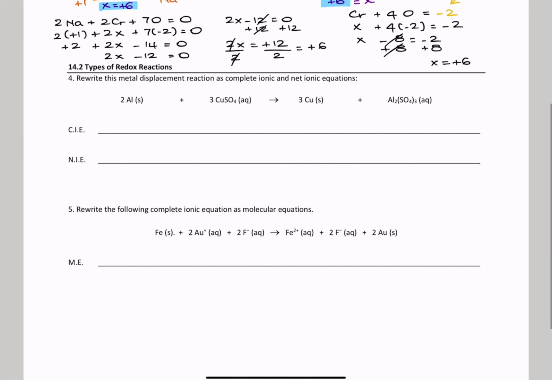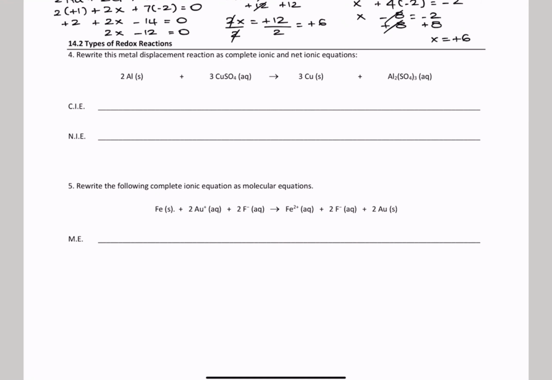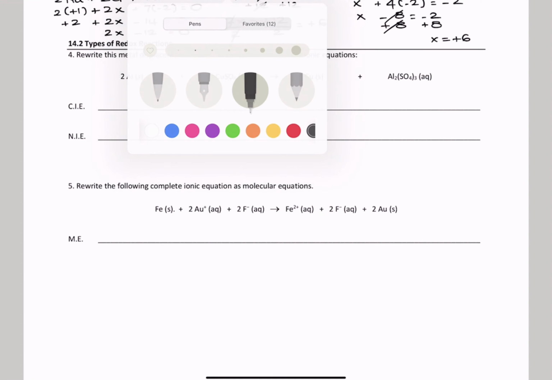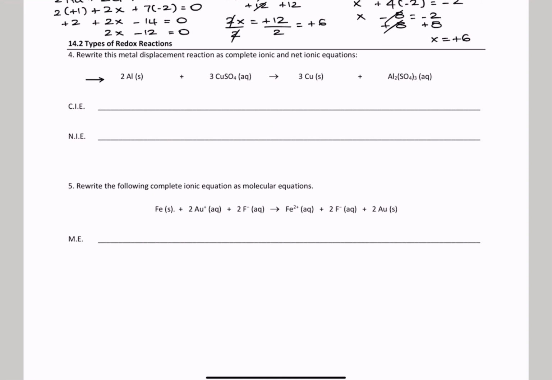Question number 4, type of redox reaction. Rewrite this metal displacement reaction, also known as single displacement, as a complete ionic and net ionic equation. So you're given the balanced chemical equation. You're actually given here what we call the molecular equation. And again, it's balanced. You have the coefficients, you have the states of matter, you have everything you need.